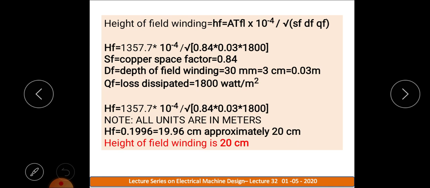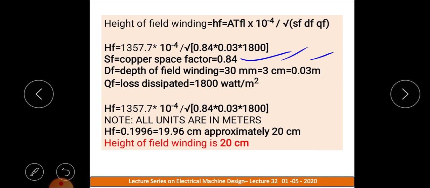So HF equals, substituting the copper space factor as 0.84 as given in the problem statement. The depth of field winding given is 30 mm. In centimeter it becomes 3 centimeter. In meter it is going to become 0.03.